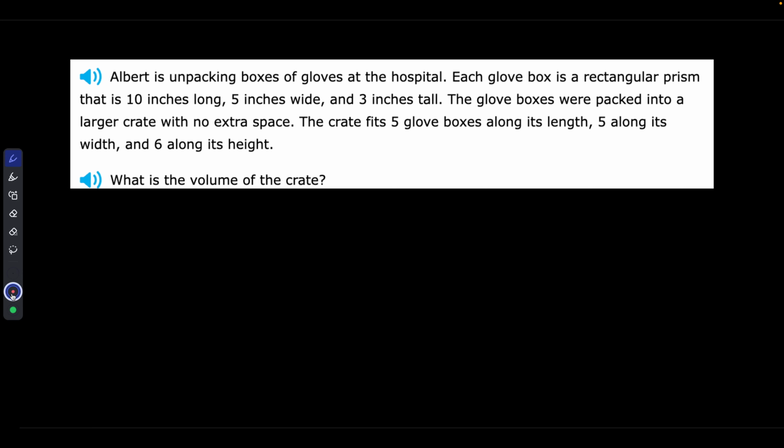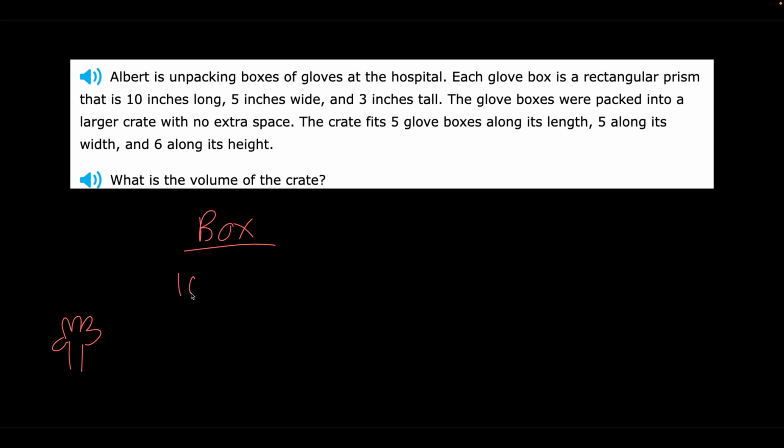Here we go. So if you want to, pause the video and read the problem. Okay, now that you have read the problem, with word problems, I always give a beautiful drawing. So I just drew a globe here, perfect. So it wants to know the volume of the crate. So first, let's figure out the volume of each rectangular prism. So each box would be 10 times 5 times 3. That is 150 cubic inches. All right, so that's one box.